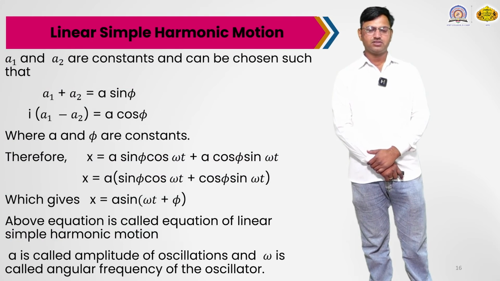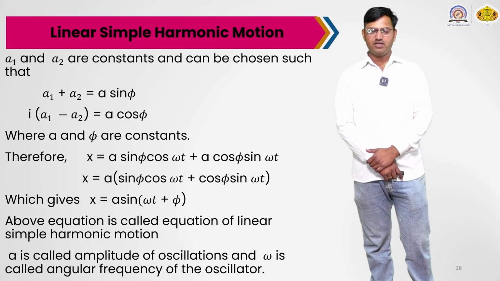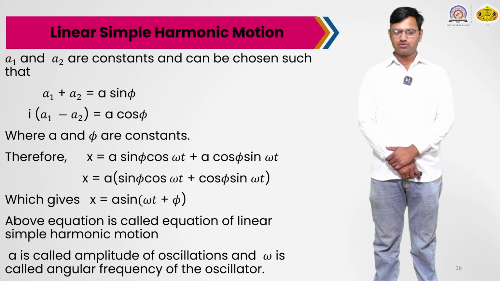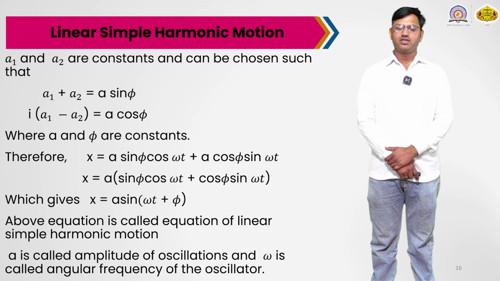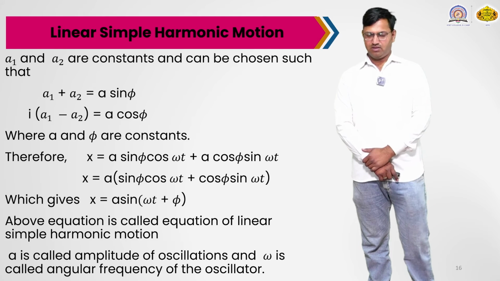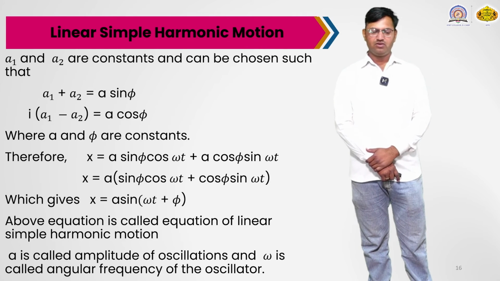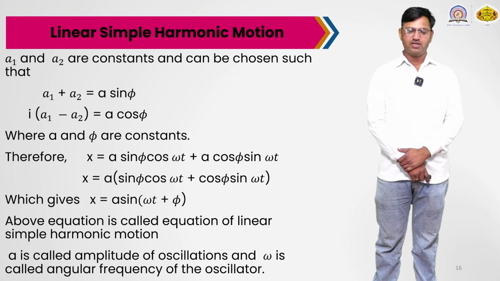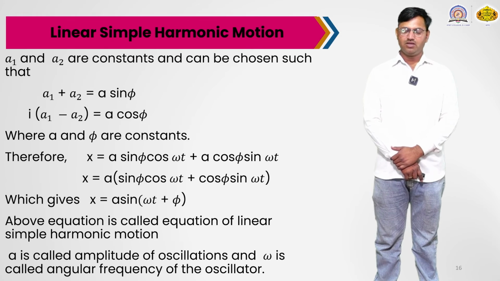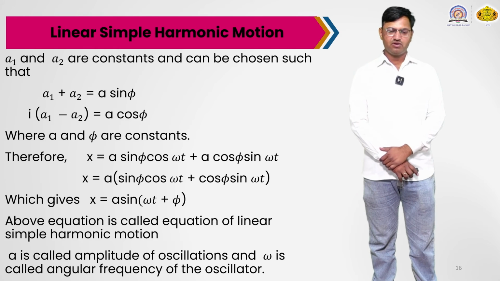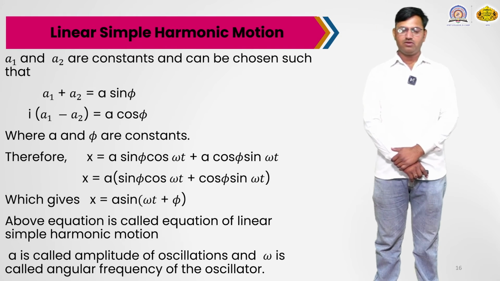A1 and A2 are constants and can be chosen such that a1 plus a2 is equal to A sin phi, and i bracket a1 minus a2 close is equal to A cos phi. Substituting this in the above equation, where A and phi are constants, x is equal to A sin phi cos omega t plus A cos phi sin omega t, where A is common. Therefore, x is equal to A bracket sin phi cos omega t plus cos phi sin omega t, which gives x is equal to A sin omega t plus phi. This is the trigonometric formula sin A plus B is equal to sin A cos B plus cos A sin B. The above equation is called the equation of linear simple harmonic motion. A is called the amplitude and omega is called the angular frequency of the oscillator.